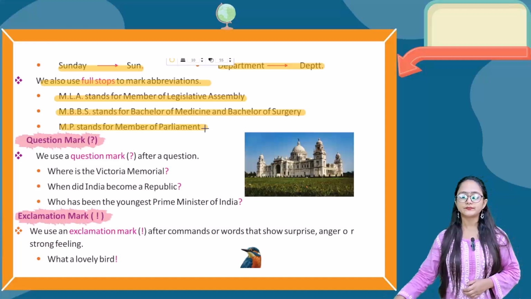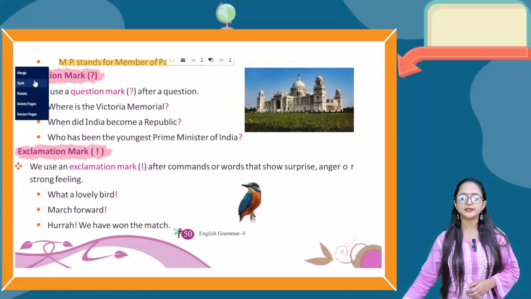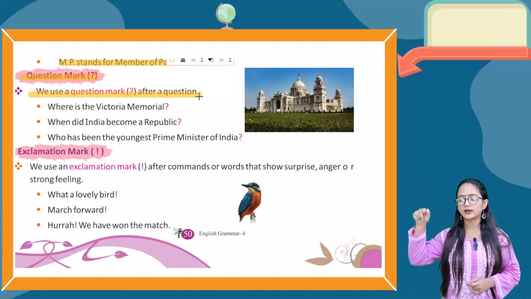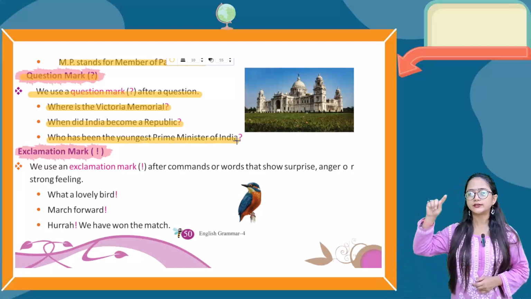Now let's talk about another punctuation mark, that is the question mark. We use a question mark after a question. For example, where is the Victoria Memorial? Here you can see the question mark. Then, when did India become a republic? Then, who has been the youngest Prime Minister of India? Here you can clearly see the question mark.